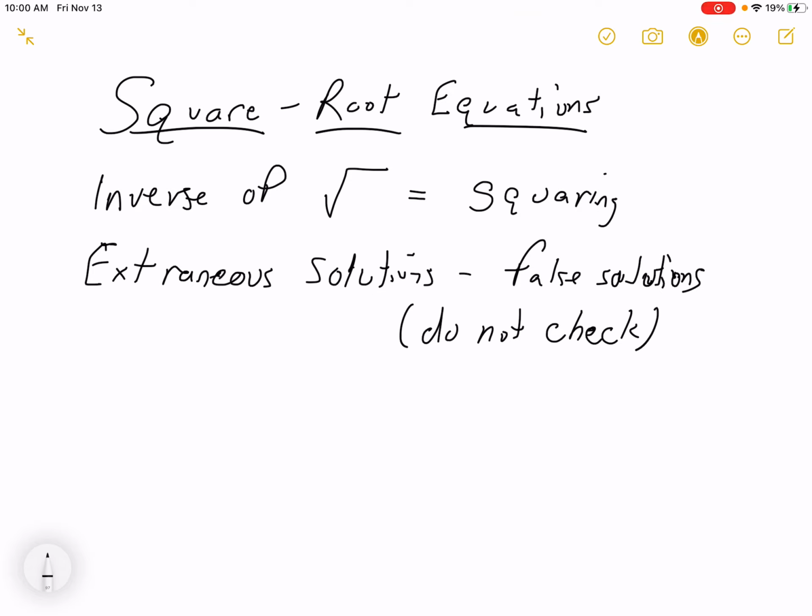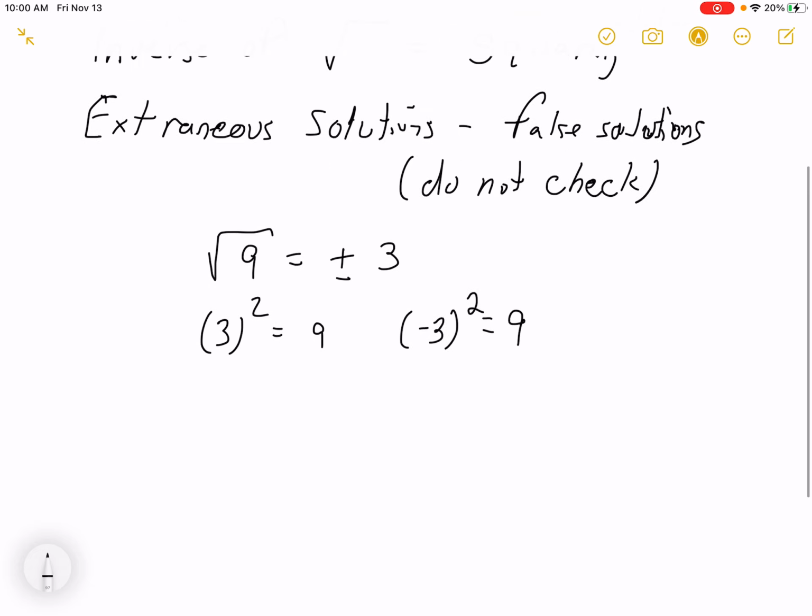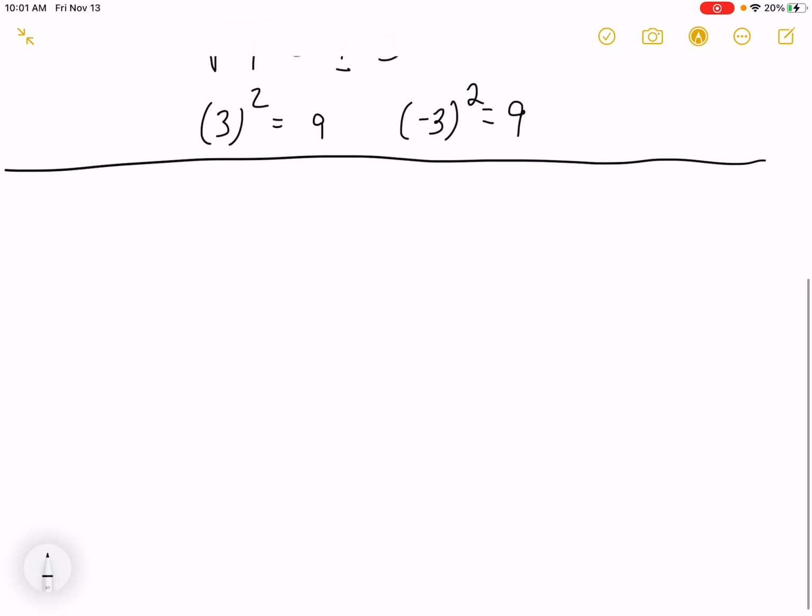The reason is because if you take the square root of, let's say, 9, we know that's plus or minus 3. But when you square, you sometimes lose the plus or minus sign, because 3 squared is 9 and negative 3 squared is also 9. Sometimes when we go from square root to squaring, we lose the plus or minus. So that's why we need to check for extraneous solutions.